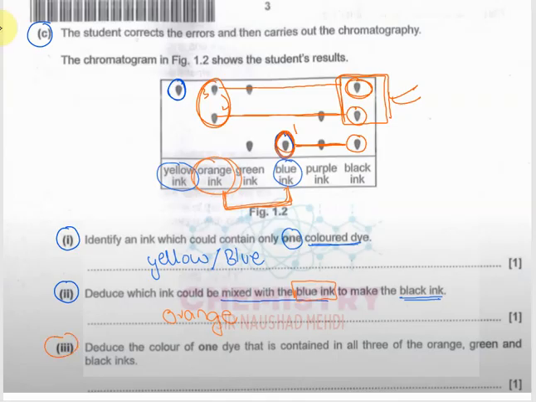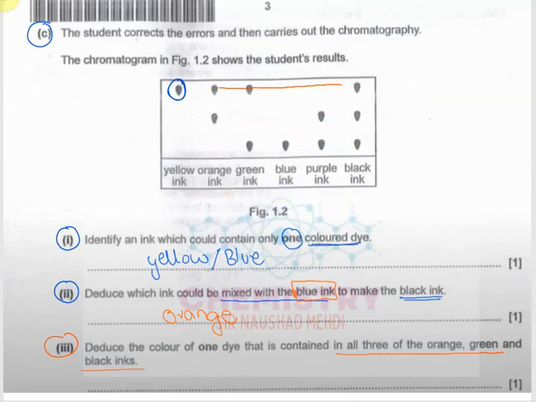Deduce the color of the one dye that is contained in all three of orange, green and black inks. So you have to check which color dye is present in orange, green and black ink. We have to select the orange one, the green one and the black ink, and check that one color dye which is present in all three of them.